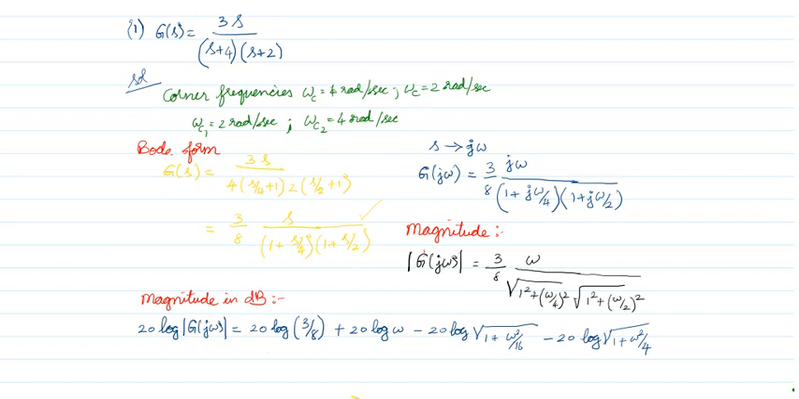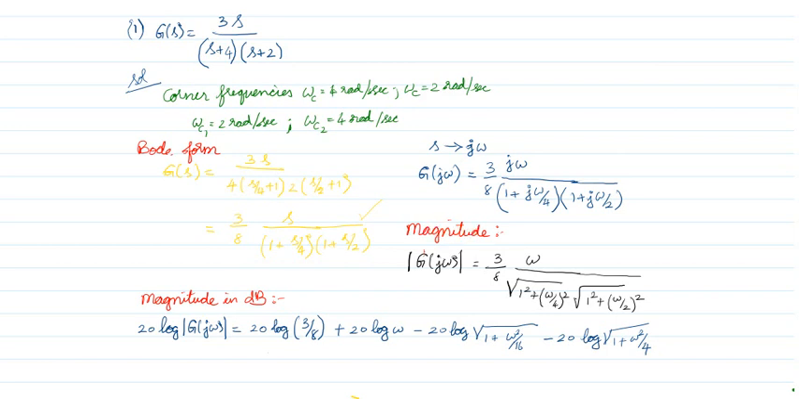Now we have to find the frequency response. We will substitute in place of s with j omega. Once I substitute, the transfer function becomes like this, right? Now we know, to find the frequency response of any complex number, we have to go for the magnitude and phase angle, right?